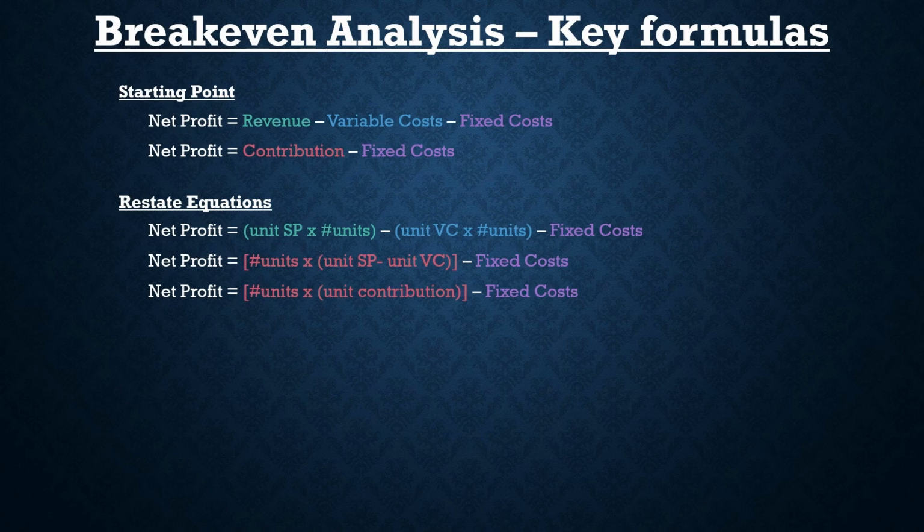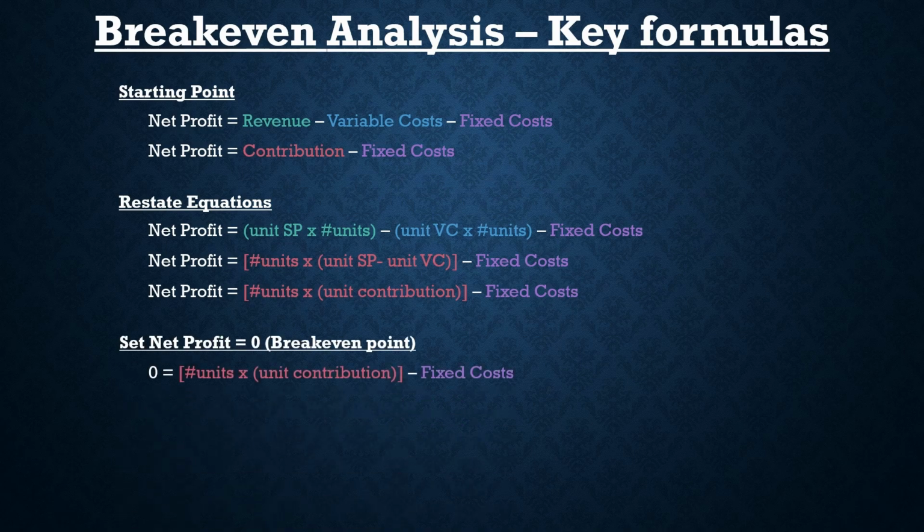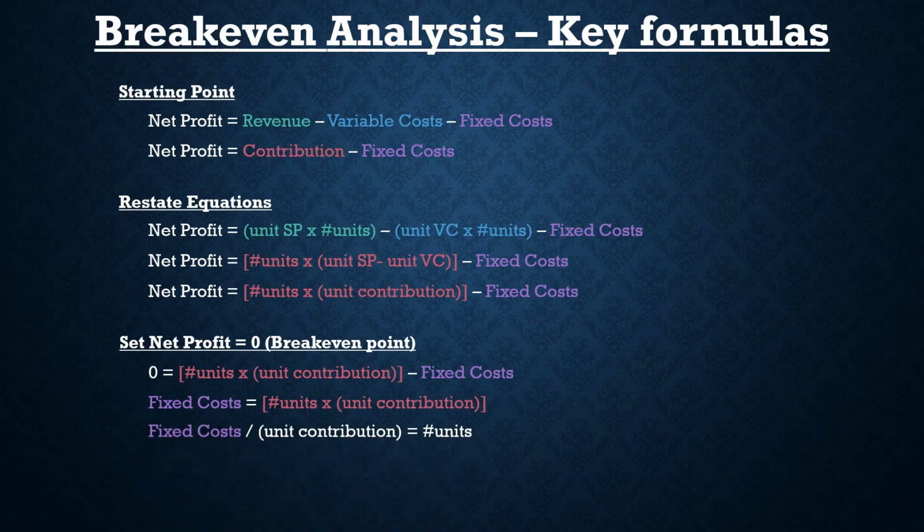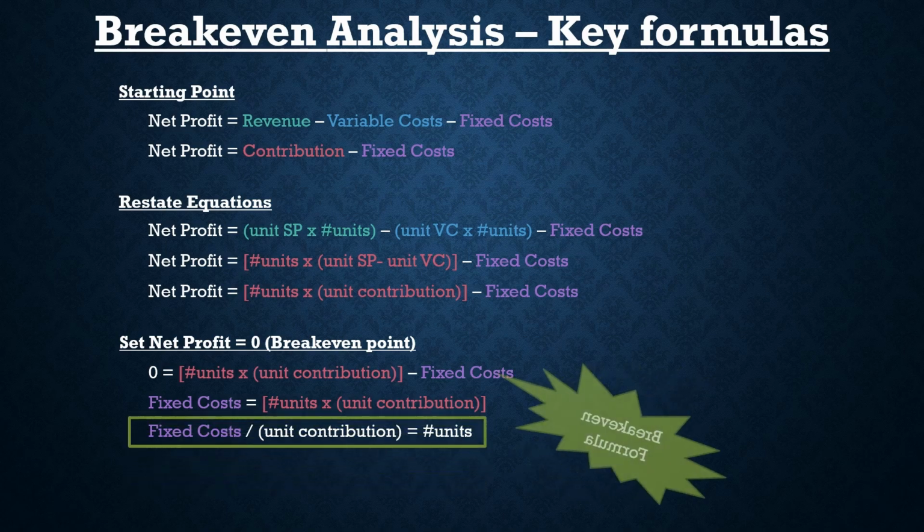Next, we set our net profit as 0, which is actually the break-even point. 0 equals number of units times unit contribution minus fixed costs. Rearranged, we have fixed costs equals number of units times unit contribution. Rearranged, we have fixed costs divided by unit contribution equals number of units. This is the break-even formula.